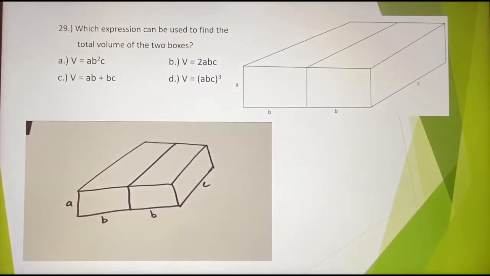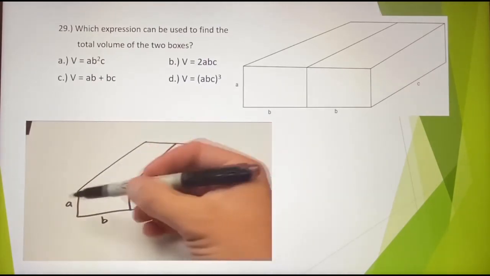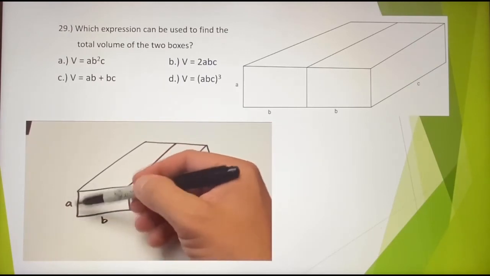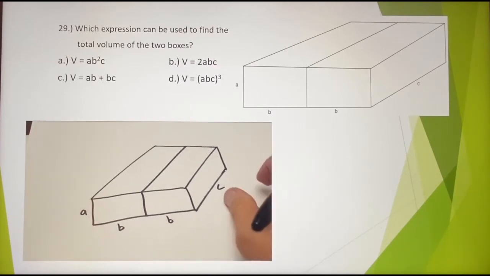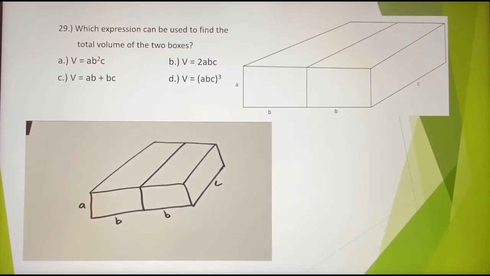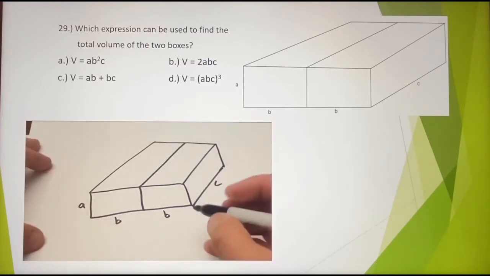Okay, so we need to find the volume of this box, and we have 3 dimensions. I can call this the height, the width, maybe the depth, but we do have 3 dimensions, and those 3 dimensions we need to multiply together to get the volume of a box. So length times width times height, or whatever you want to call them.